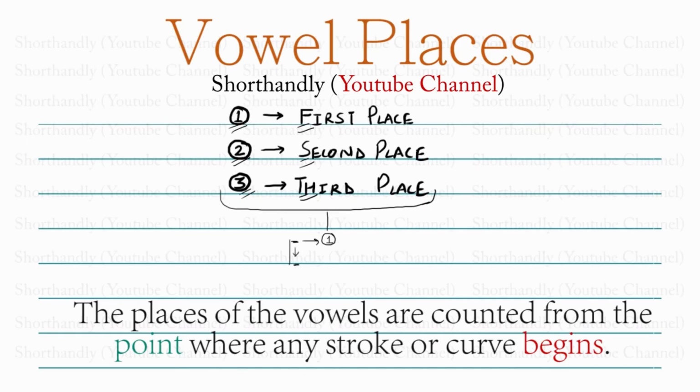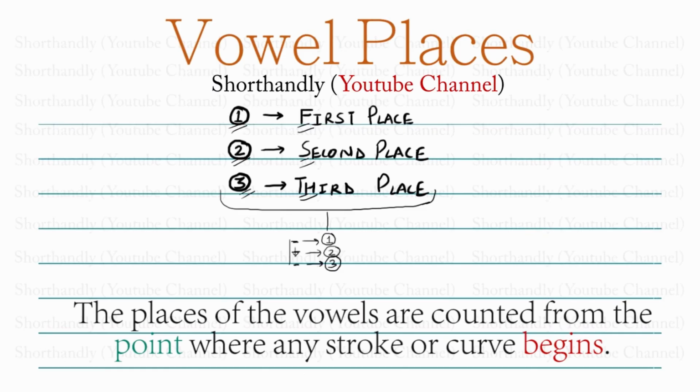As we started making this stroke from this point, this is the first place. This will always be the first place. As this is the middle part of the stroke, this will be the second place. And this is the last part, the part where we ended this stroke, so this will be the third place.